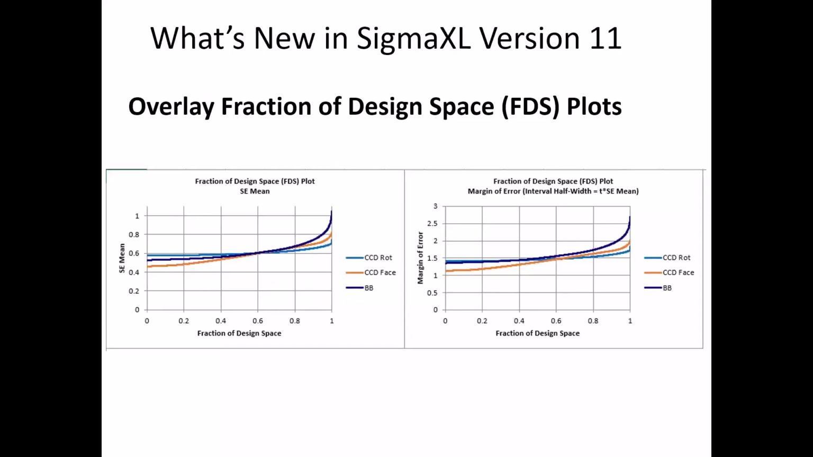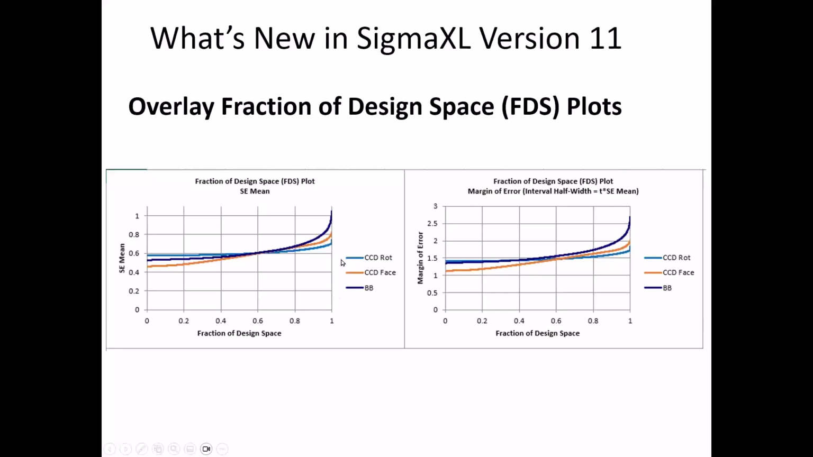This is a new graphical tool, fraction of design space plots. We will introduce that in more detail later on. And just to point out, it's a way that allows you to compare response surface and optimal designs. So here, for example, I'm comparing central composite rotatable, central composite faced, and Box-Behnken. And the 0 to 1 corresponds to the fraction of design space.